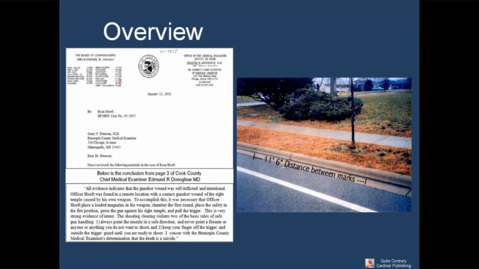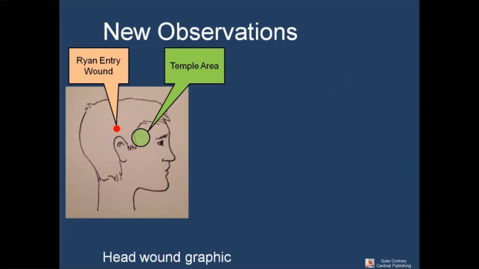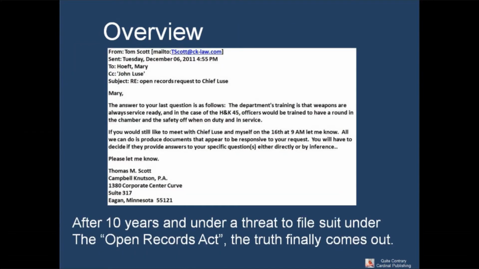At issue are 2 things with this line of reasoning upon which they based their suicide decision. First, the entrance wound was not at the normally expected place, the temple. It was about 1.5 inches over his right ear. And second, it took 10 years and a threat of suit under the Freedom of Information Act for Tom Scott, the St. Louis Park City Attorney, to divulge the truth. At the time of Ryan's death, it was the St. Louis Park Police Department policy to carry their weapons hot, safety off, and ready to fire.